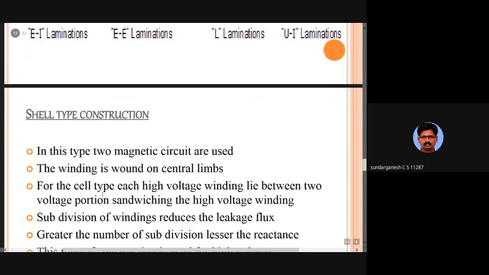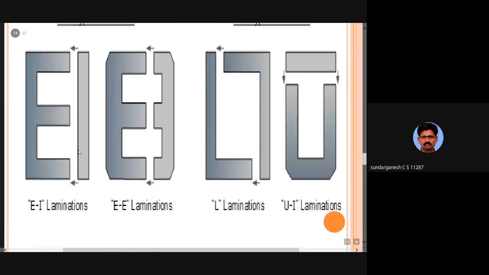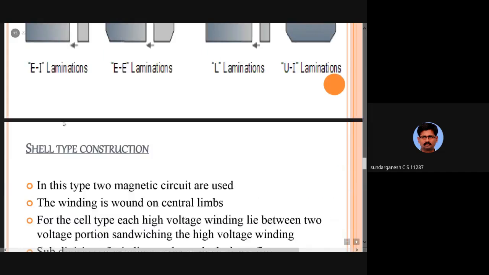For the shell type, each high voltage winding lies between two low voltage portions. So here subdivision of windings will reduce the leakage flux. Here one winding, here another winding. So the air gap is very minimum in the shell type.